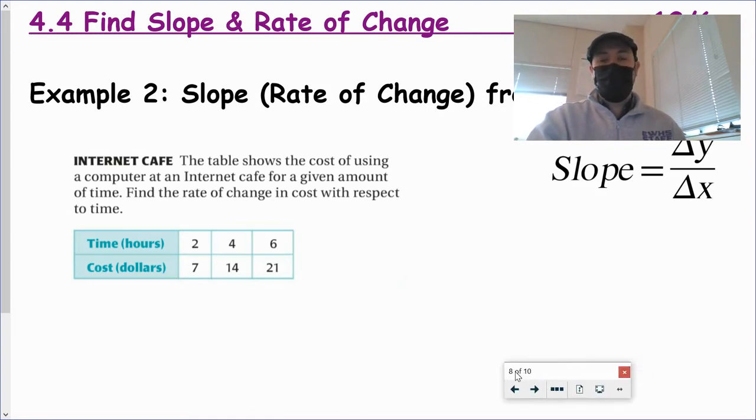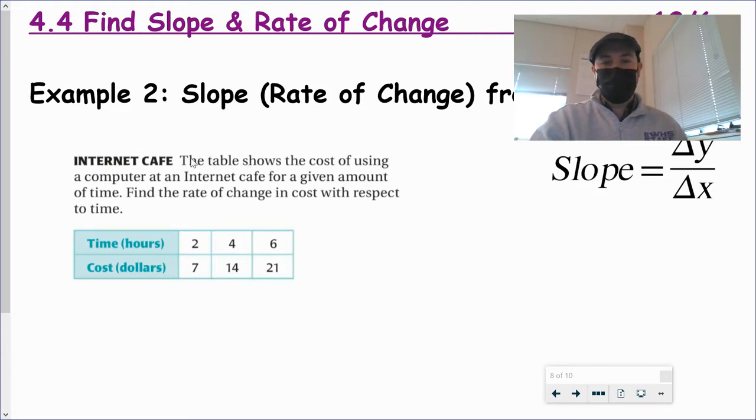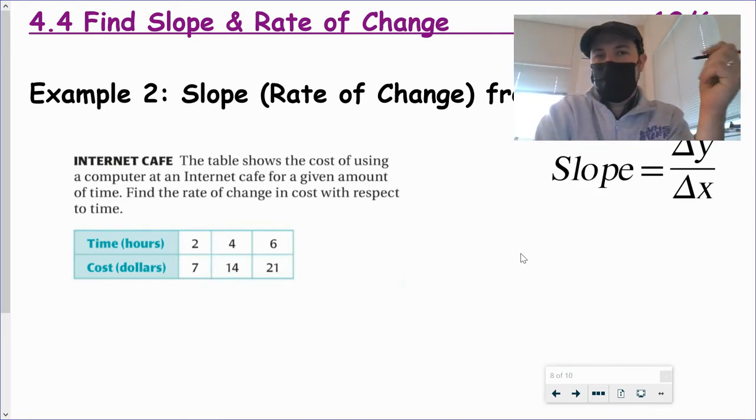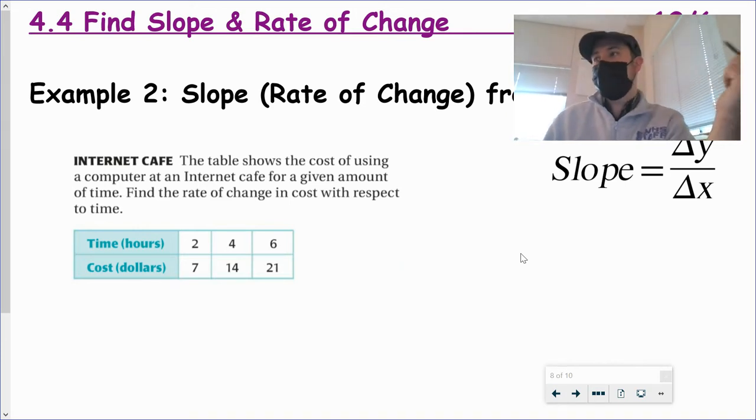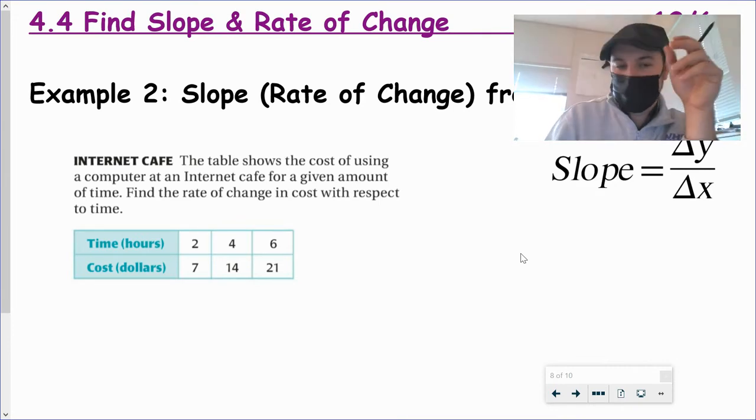So the problem says you're going to an internet cafe and you're spending some money to use the internet. So for every hour, or it looks like every 2 hours in the table that goes by, we're spending $7. And I suppose this might be strange. Why are we talking about an internet cafe? But you might actually use one day if you're traveling in a country where you maybe don't have access to your phone. Your phone isn't connected and you don't have internet where you're staying. You would go into the nearest internet cafe and be able to use a computer that's connected to the internet.